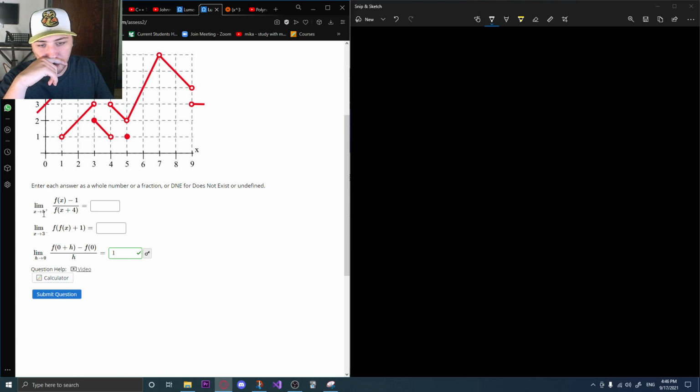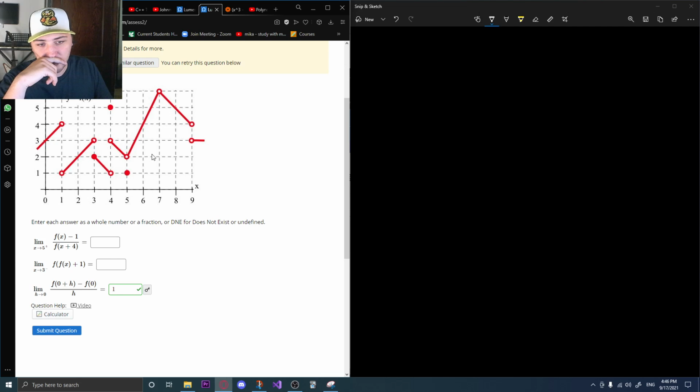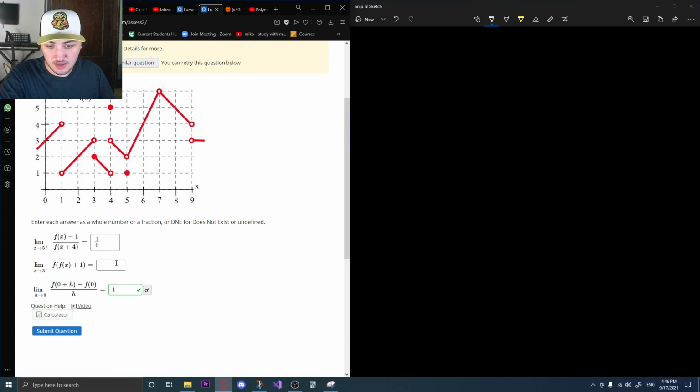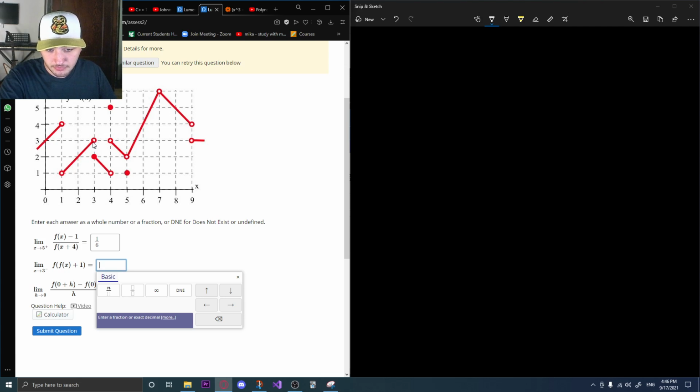So, f of 5 from the right. 5 from the right is 2. It's approaching 2. So it's 2 minus 1, so it's 1 over f of 6. 1 over 6. This one's going to be cool. It's 3 from the left. It's going to be 3 plus 1, which is 4. So then it's f of 4 from the left. 4 from the left is going to be 1.